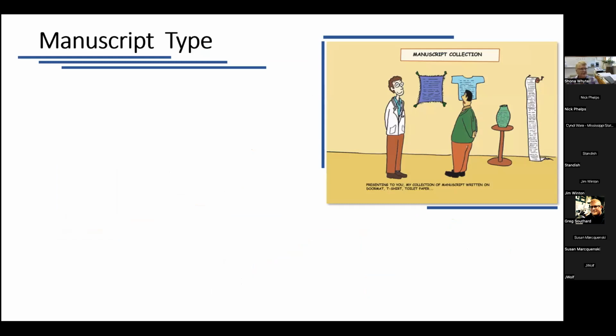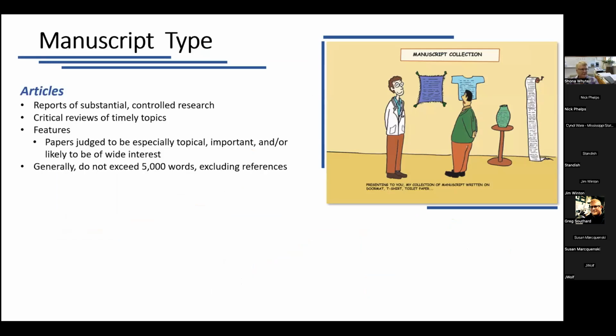So the manuscript type, there are 3 basic manuscript types. The main one is what we consider articles. These are for substantial research papers or critical timely reviews of specific topics or features where we would have a paper or a manuscript that we would consider especially important or of interest to the journal audience. And these generally don't exceed more than 5,000 words. So that's basically a guideline. It could be less than 5,000 or a little bit more than 5,000. It's not an absolute word count.